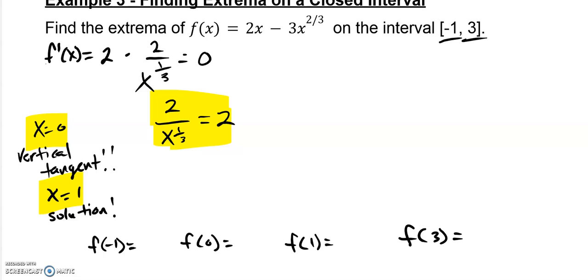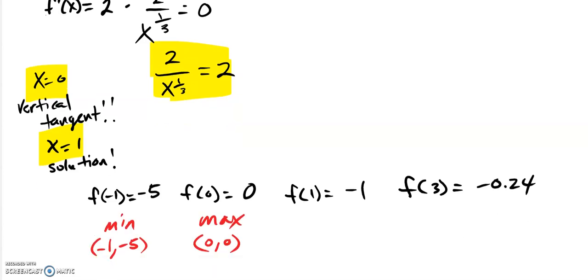And when you're finished evaluating the y values out of the original function, so use the original, come back to the video. So when we evaluate those, we find that our minimum occurs at -1. Your y value is -5, and our maximum occurs at 0 when your y value is 0.